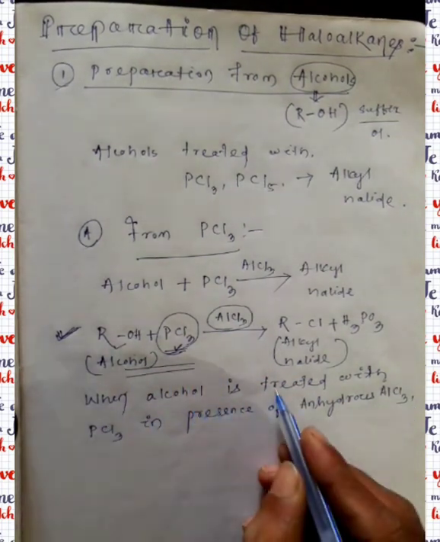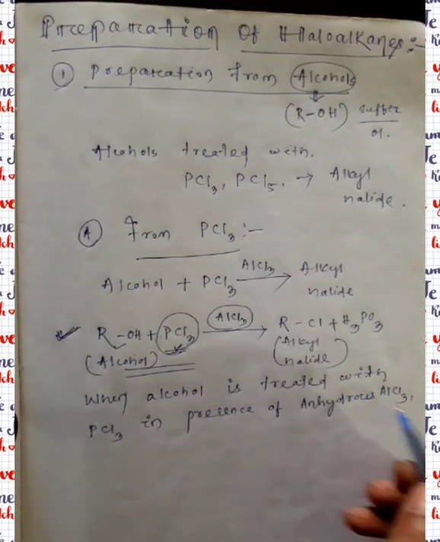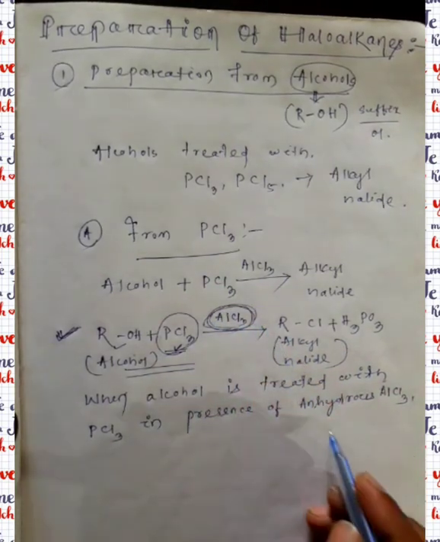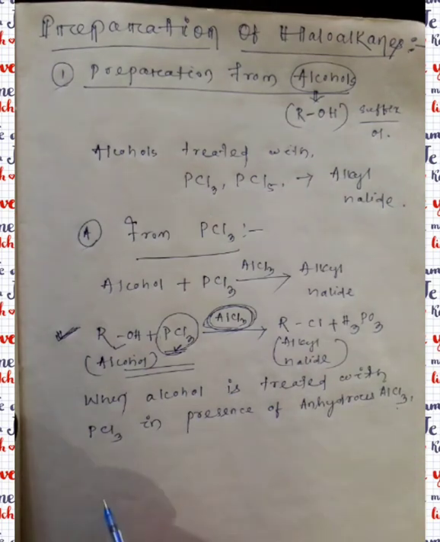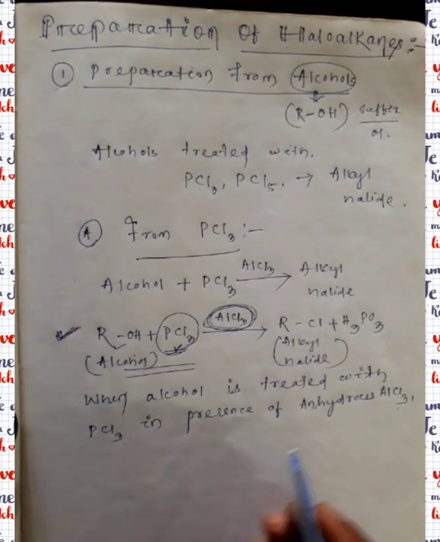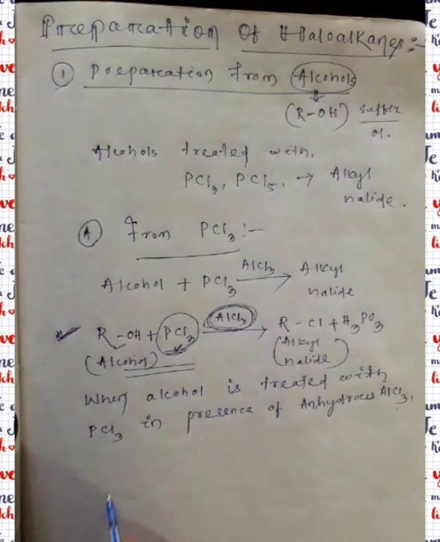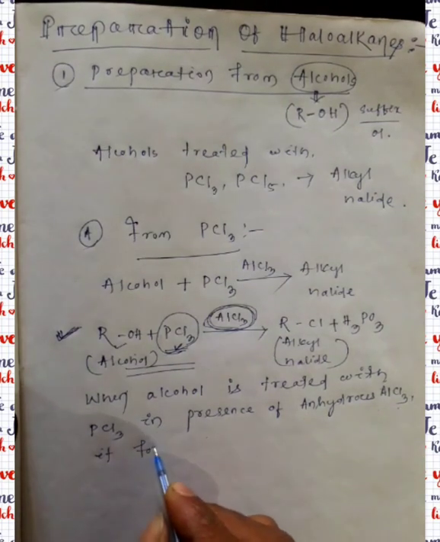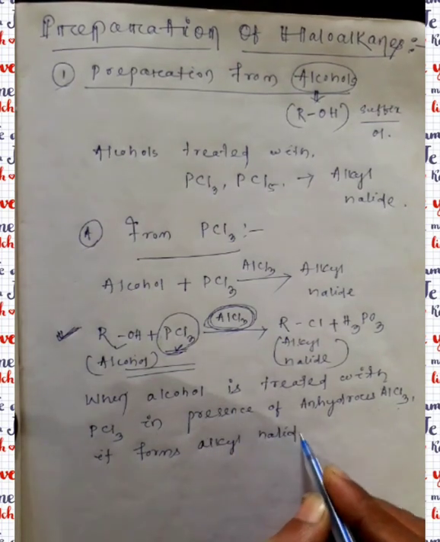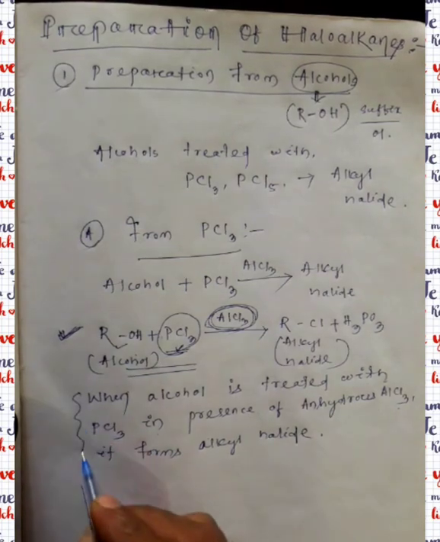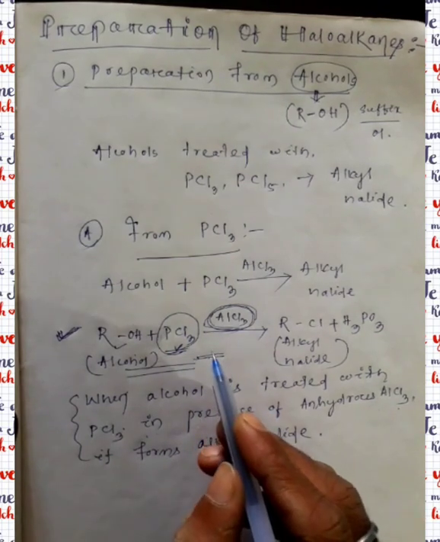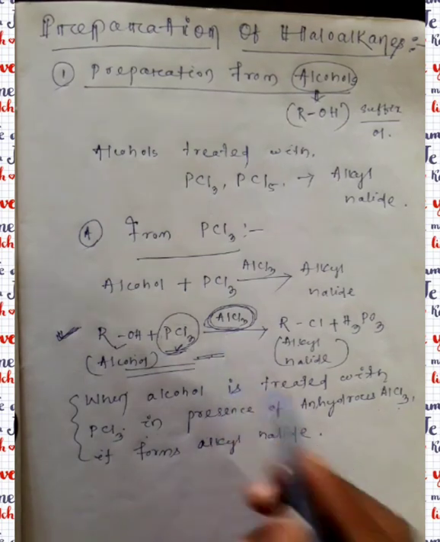So you write when alcohol is treated with phosphorus trichloride in presence of aluminum trichloride, this reaction is carried out in presence of anhydrous AlCl3, the catalyst. Then what does it form? It forms alkyl halide. This is the theory of the reaction. If you remember the theory, you can write this reaction. If you remember the reaction, you can write this theory.